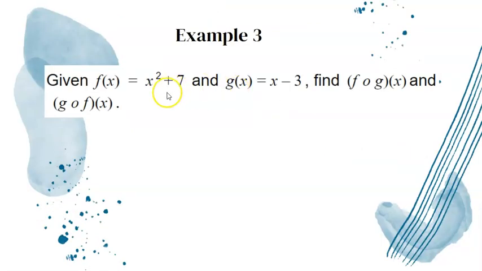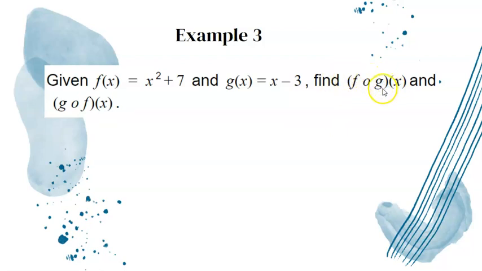Example 3. I have f of x is x squared plus 7, and g of x is x minus 3. Again, we want to do f of g of x and g of f of x. Okay, so this one's a little bit different because of this x squared, and you'll see how it affects it in just a minute.